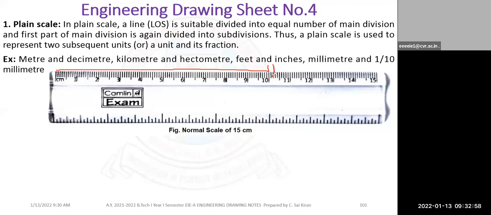In order to make 10.2, I need to divide this 10 to 11. Suppose this is my distance 10 to 11. I have to make the 10 divisions inside: 1, 2, 3, 4, 5, 6, 7, 8, 9, 10. Then only I can mark 10.2. Suppose if I want to mark 12.5, then between 12 and 13, I have to mark 10 divisions. Again, I have to mark 10 divisions. Then the fifth one, I can make it as this one.